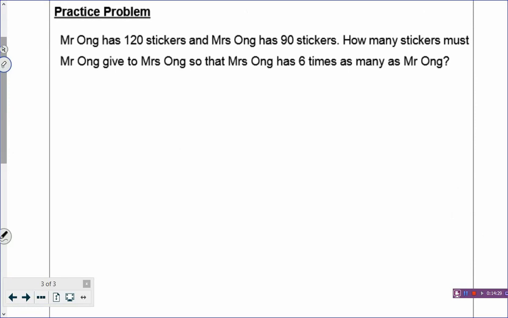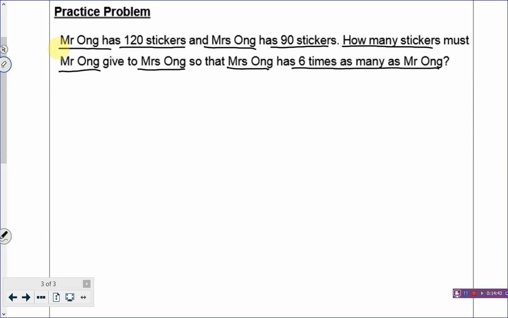Alright, so have you solved the problem? Alright, let's read and let's highlight. Now, Mr. Ong has 120 stickers, Mrs. Ong has 90 stickers. How many stickers must Mr. Ong give to Mrs. Ong so that Mrs. Ong has 6 times as many as Mr. Ong? Alright, this is a before and after. I'm sure by now you know that it is a before and after.